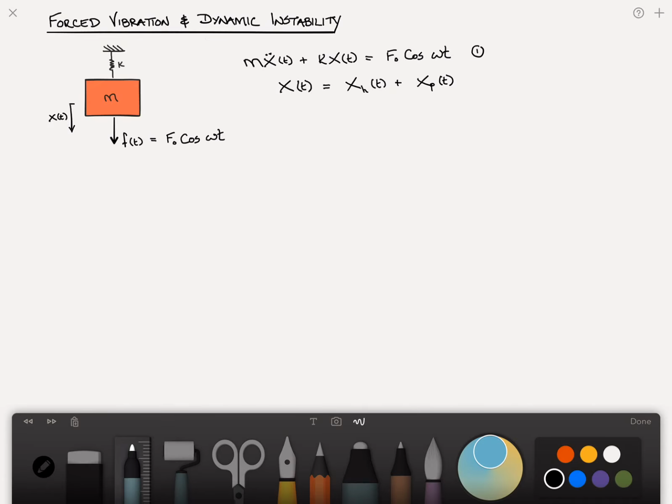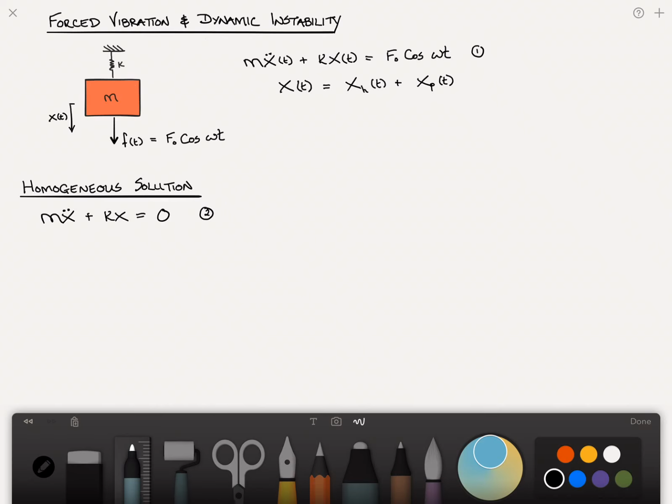Okay, so a homogeneous solution assumes that m x double dot, I'm going to leave out the t dependency just for shorthand, but it should be implied that x is a function of time. And the homogeneous problem, the free vibration problem, looks like that. m x double dot plus k x equals 0. We'll call this equation 2.